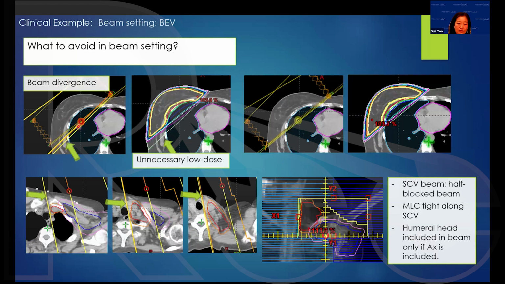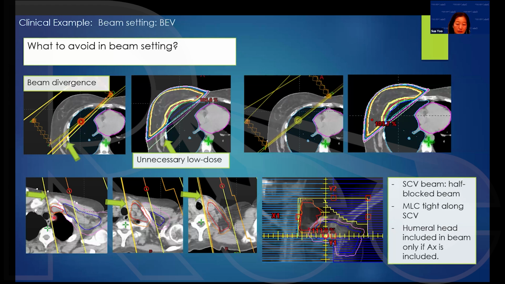Another thing is beam divergence. For the medial tangential and lateral tangential beams, we want them to meet instead of going in opposite directions, because when the beams diverge, this area gets low dose. Why would we even deliver low dose? It's not going to treat, and it's just unnecessary dose. We should avoid this part.